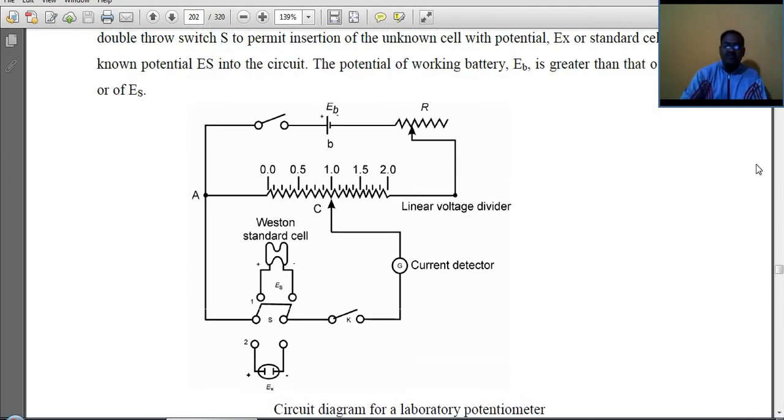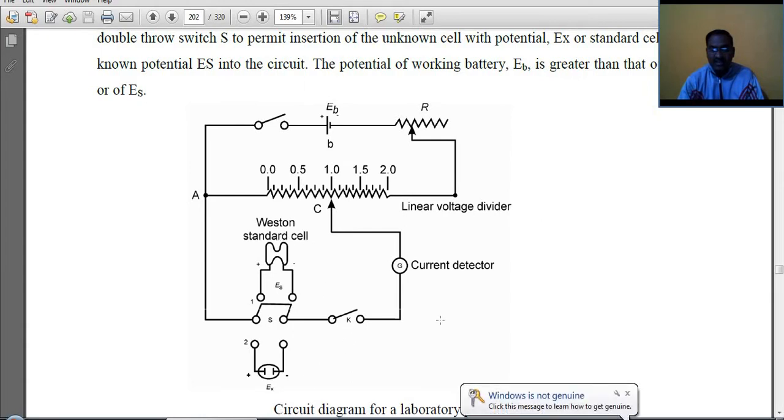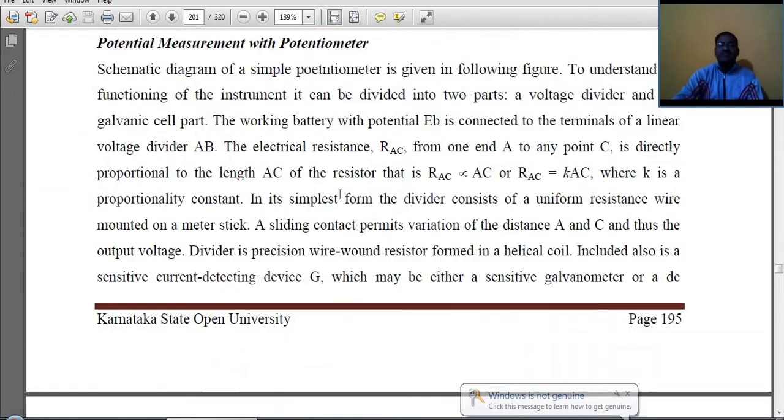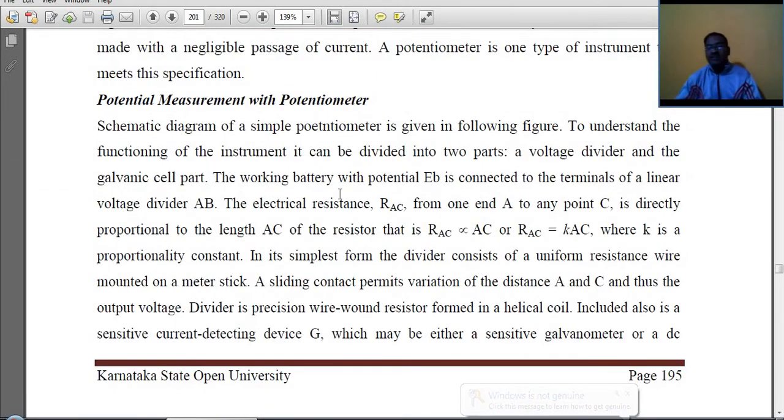Consider the circuit diagram for a laboratory potentiometer. The potentiometer consists of a battery, here is the resistance, here is the linear voltage divider, the Weston standard cell, and a key. This is the current detector. Let us see the schematic diagram of a simple potentiometer.